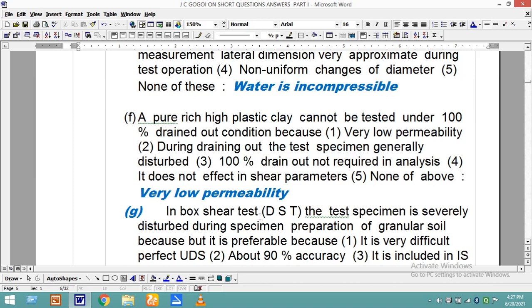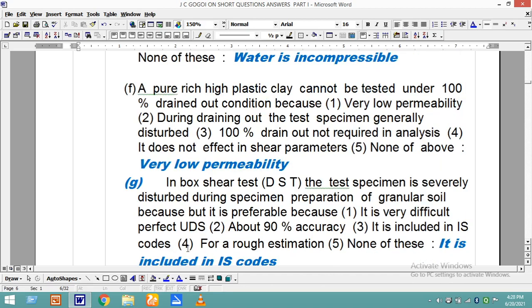In a box shear test, direct shear test, the test specimen is severely disturbed during specimen preparation of granular soil, but it is preferable because it is very difficult to get perfect UDS sampling, about 90% accuracy. It is included in IS code. For rough estimation, none of this.